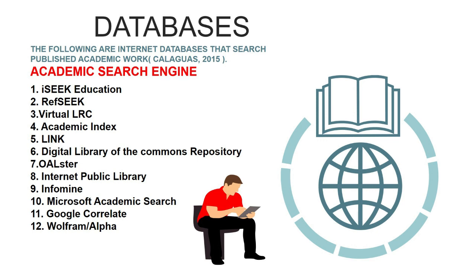So now let us proceed to databases. The following are internet databases that search published academic work. According to Calagwas, here are the academic search engines. Number 1 is iSeek Education. Next is RefSeek, Virtual LRC or the Virtual Learning Resources Center. Next is the Academic Index, Linked, Digital Library, OLSTER, Internet Public Library, Microsoft Academic Search, Google Correlate, Wolfram Alpha.